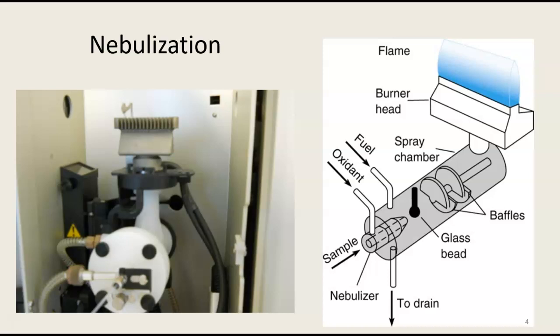There's a glass bead impinger where the droplets come out and hit, and they get shattered into smaller drops. Baffles keep the large drops from going onto the flame, and so they come back down and go to the drain. As we mentioned, we're actually throwing away a good part of our sample, and only the smallest drops actually go up into the flame. We want small drops because the flame only has a certain amount of energy to it, and all those different steps that we saw earlier of going from nebulization all the way up to atomization and excitation, all that energy has to come from the flame in the short time that our sample resides in the flame as it accelerates through.